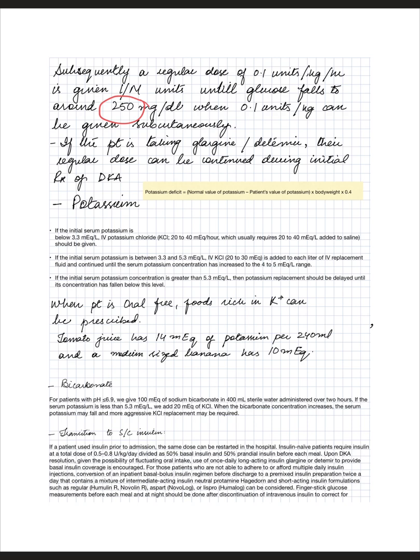And if the patient is already on glargine or detemir, then the regular dose can be continued during the initial treatment of DKA, along with the regular insulin.